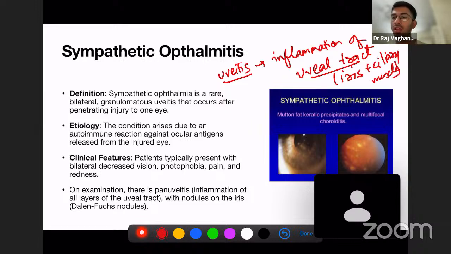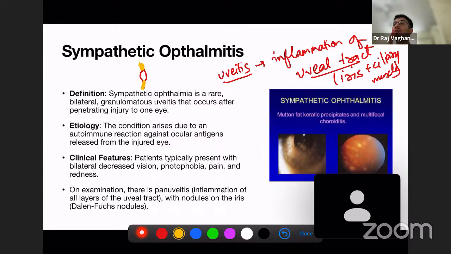So what are ciliary muscles? For example, this is our lens. The lens is held by the ciliary muscles. So this is the ciliary muscles. Why will infection of this occur? Because of a penetrating injury to the eye. For example, a pencil has penetrated my eye. If the pencil has penetrated my eye, what will happen? The ciliary muscles will get inflamed. That will result in uveitis.